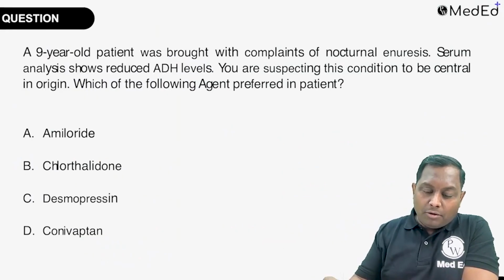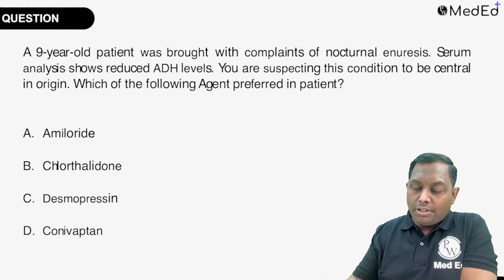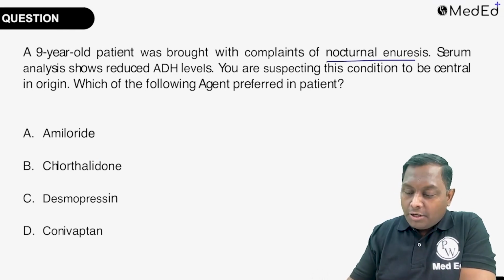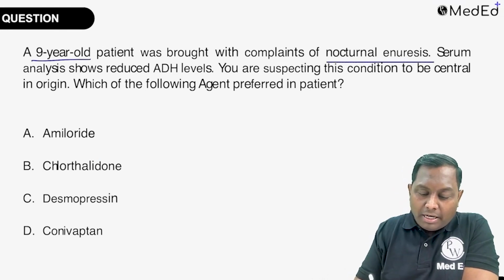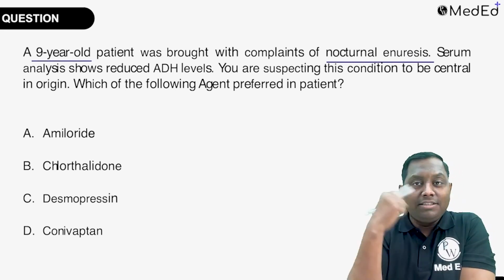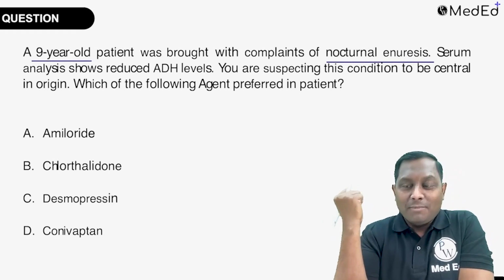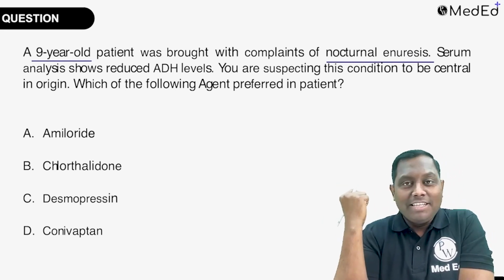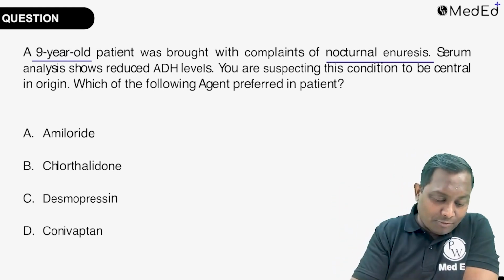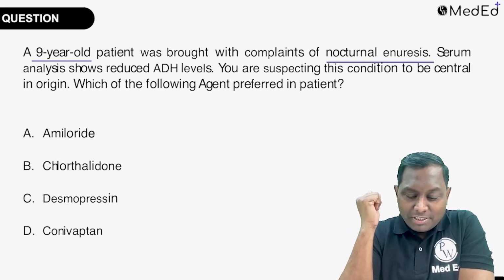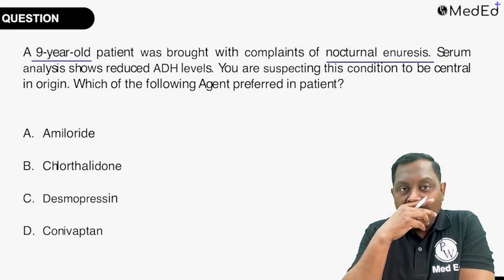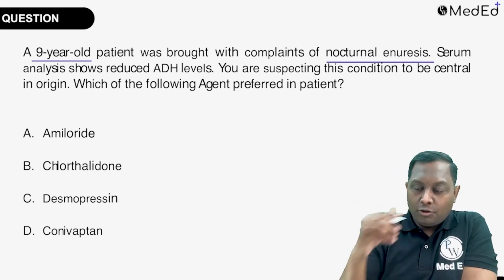Next one is about a 9-year-old boy who was brought with nocturnal enuresis. Nocturnal enuresis in a 9-year-old boy, again, this is not normal. Up to 5 years we can consider, but beyond 5 years, not normal. If any one of you have seen it in any patient, or you know someone, remember, this is not normal. So serum analysis shows reduced ADH level. You are suspecting this condition to be central in origin.